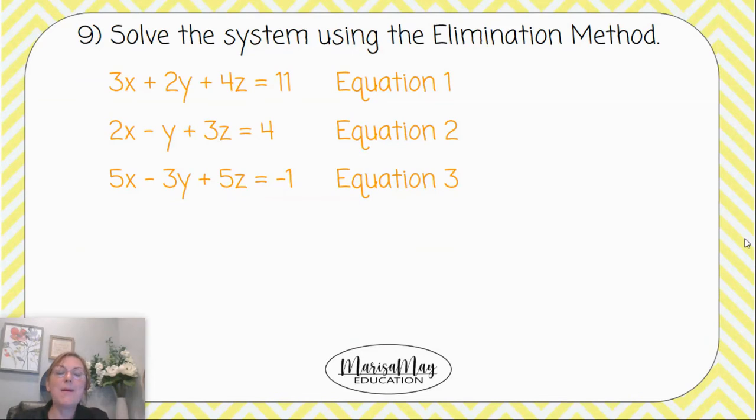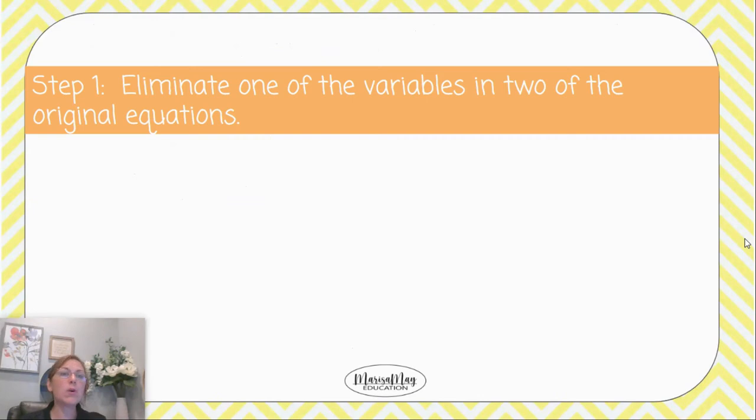So for our system of 3 equations, 3 variables, let's use these 3 equations I have here. You'll notice I've written them and identified them as equation 1, equation 2, equation 3. This is going to help us remember which ones they are. But let's use these. So step 1, we're going to eliminate one of the variables in 2 of the original equations.